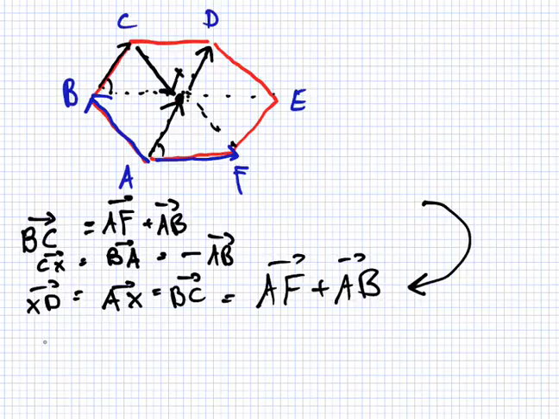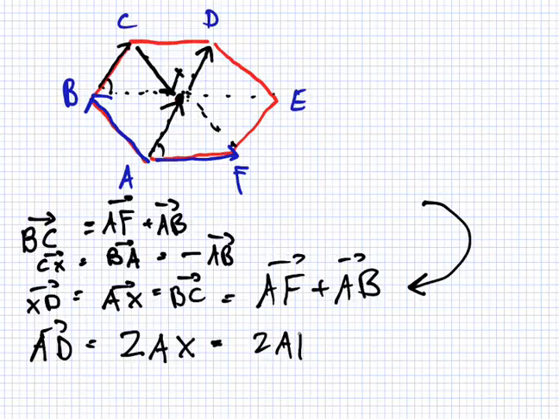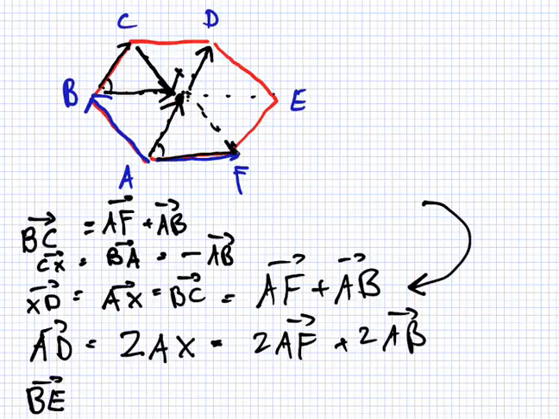What one's next? AD. What about AD? Yeah, it's 2AX, which is 2AF plus 2AB, if we take the 2 out. And then lastly, BE. BE is 2AF.